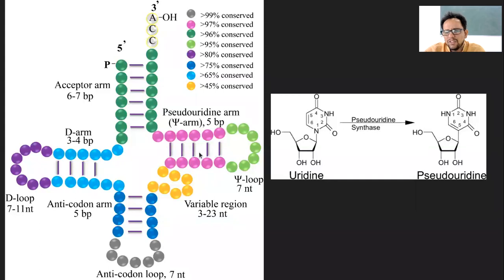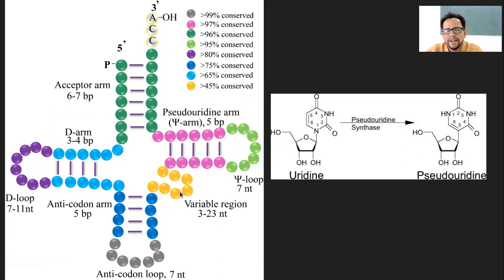Again, in this case, this was just shown in different colors so that it becomes clearer which base pairs we are talking about, but you can have a look at it later. For example, pink is 97% conserved, and yellow is 45% conserved. Variable region means that depending on the type of tRNA and the type of organism, these nucleotide base sequences can be different, and that is one of the signatures of a species as well.